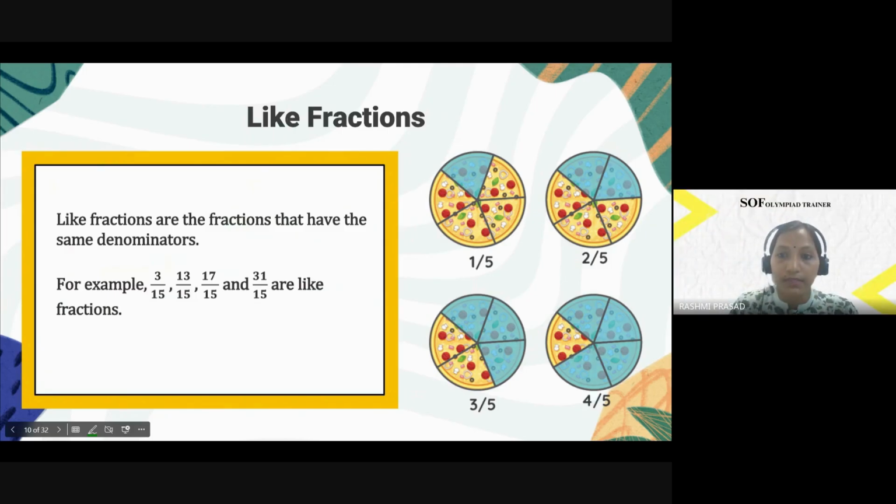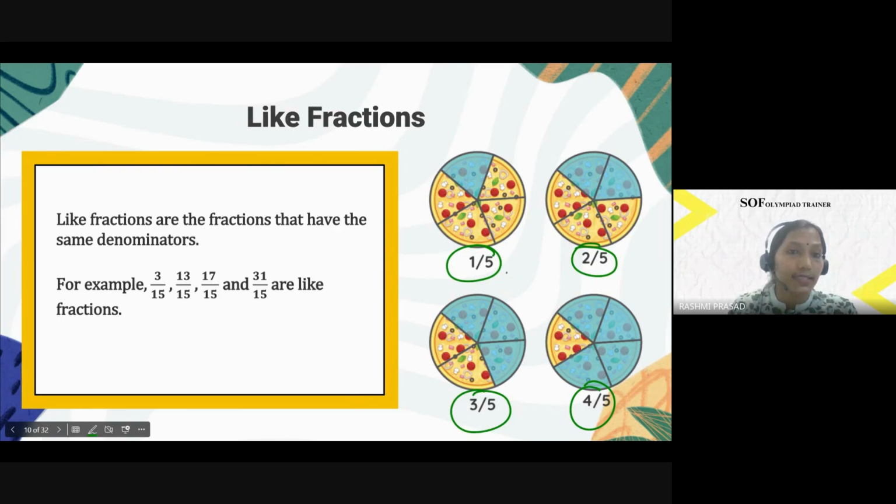In the first pizza, the blue shaded part, it's sky blue, say blue only. So the fraction for the first one is 1/5, right? For the second, the shaded is 2/5. For the third, the shaded is 3 out of 5. And the last one, the shaded fraction is 4 out of 5 or 4 upon 5.